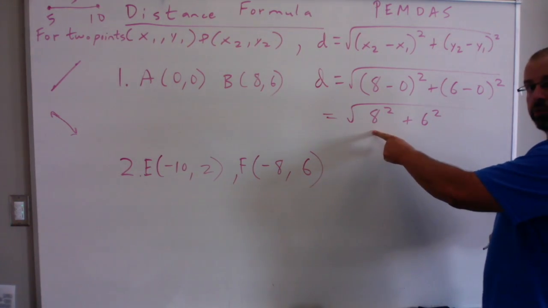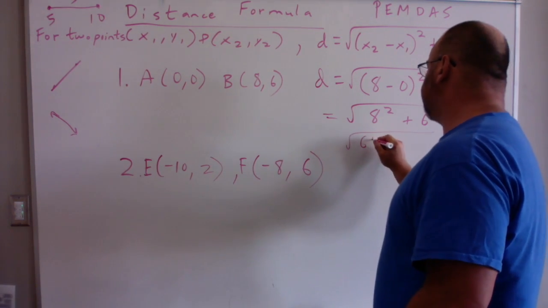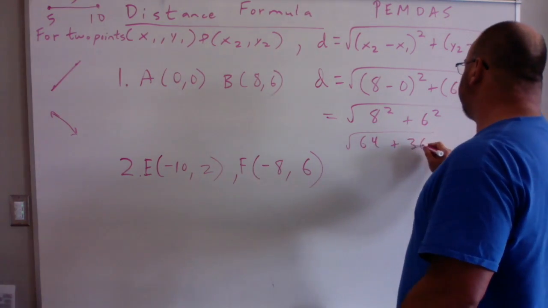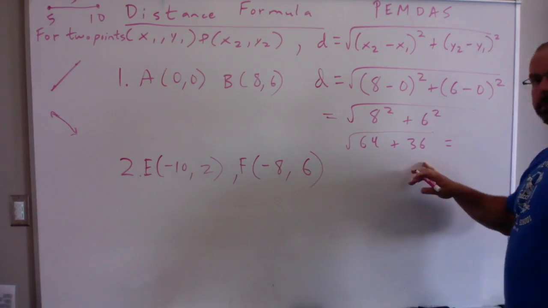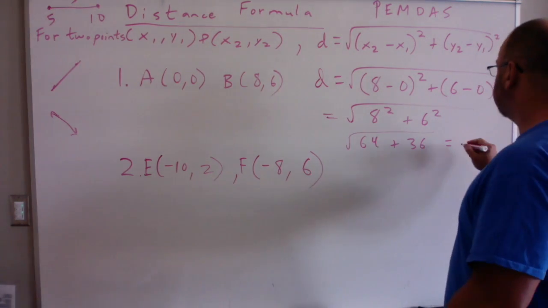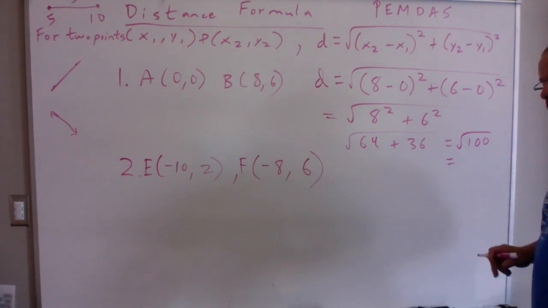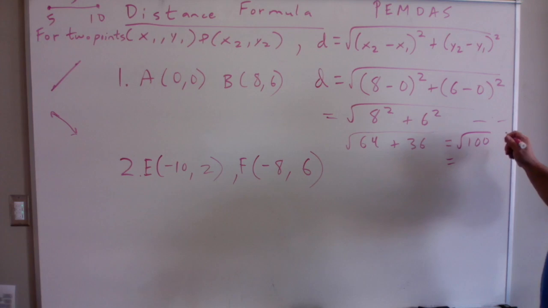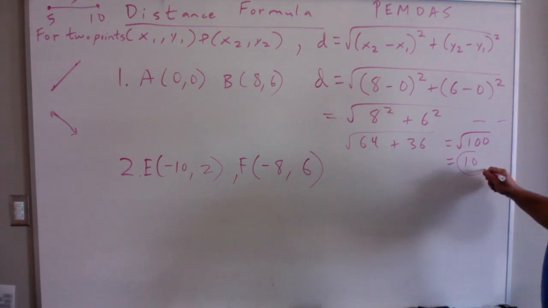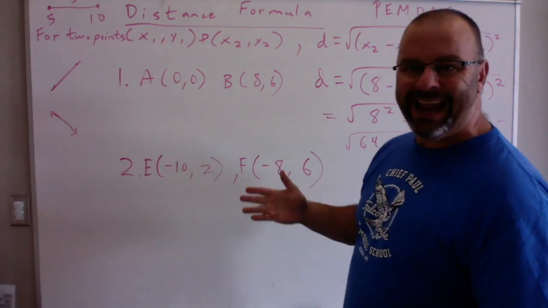8 squared is what? 8 squared comes out to be 8 times 8, which is 64, plus 6 squared, which is 36. Now, what's 64 plus 36? Some of you might be able to do that in your head. That comes out to be 100. The square root of 100 asks what times itself gives you 100. And in this case, the distance would be 10. So the distance between these 2 points is 10.